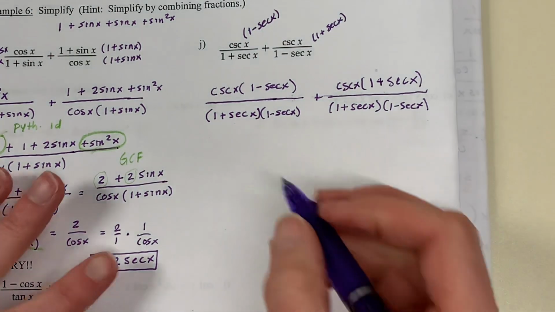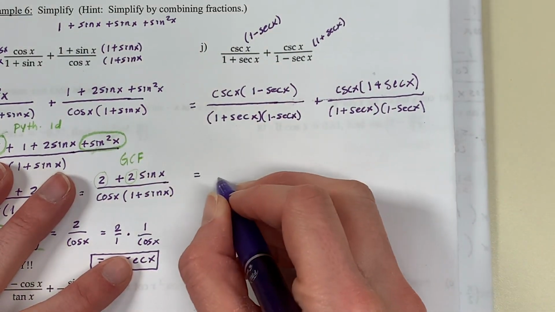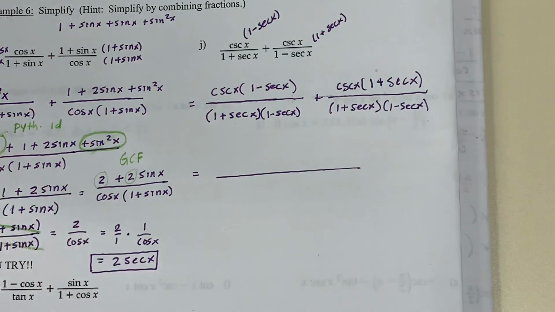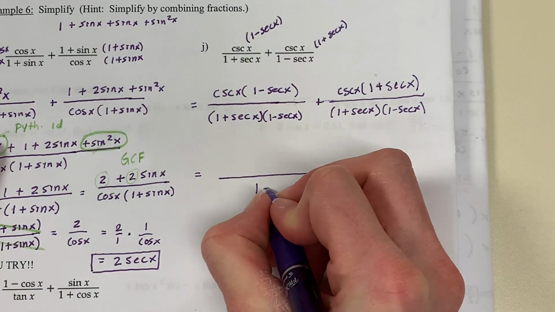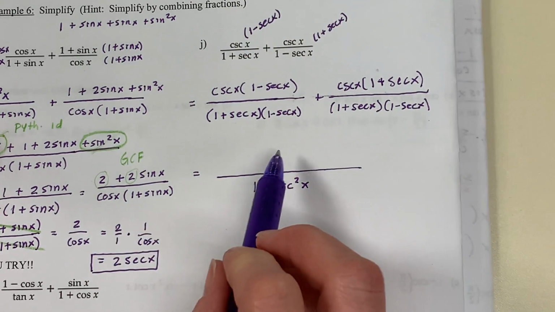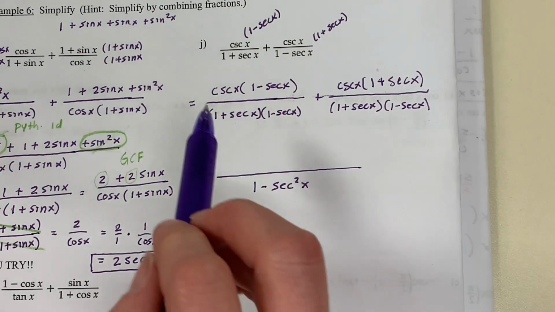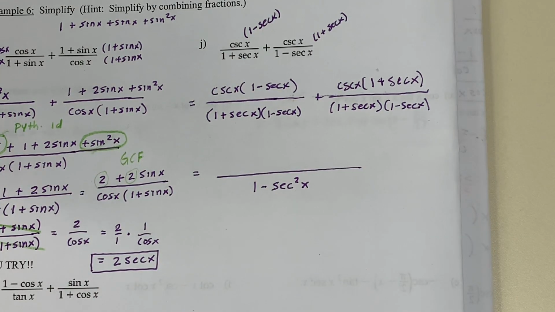Now I'm going to combine this as a single fraction. There are several things that are going to happen in this next step. Now 1 plus secant x times the quantity 1 minus secant x is a difference of 2 squares. And if you FOIL or distribute, you're going to get 1 minus secant squared x. Again, take 1 times 1, 1 times negative secant x, secant x times 1, and secant x times negative secant x. It will reduce to 1 minus secant squared x.